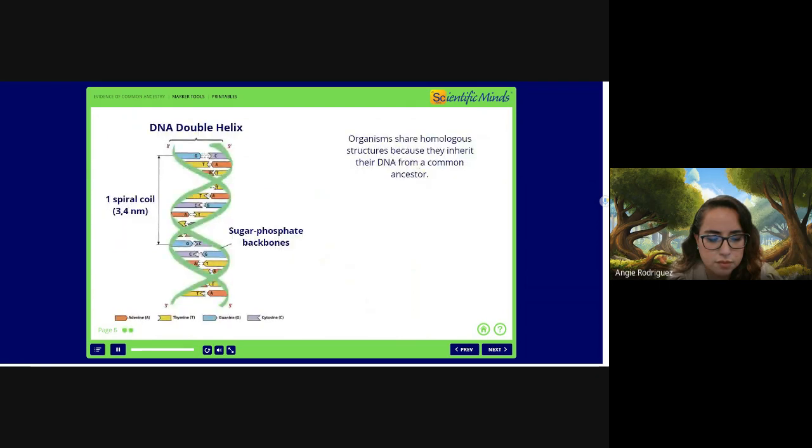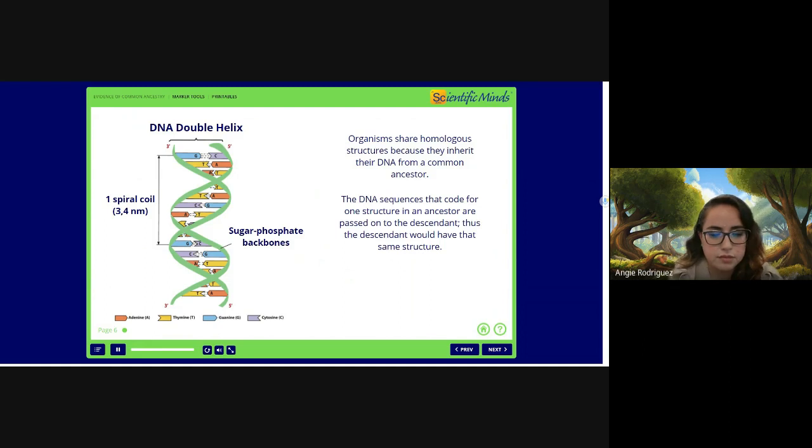Organisms share homologous structures because they inherit their DNA from a common ancestor. The DNA sequences that code for one structure in an ancestor are passed on to the descendant. Thus, the descendant would have that same structure. Mutations to the sequence would lead to the slight and sometimes drastic changes seen in the structure.